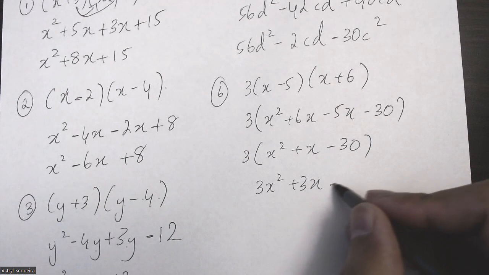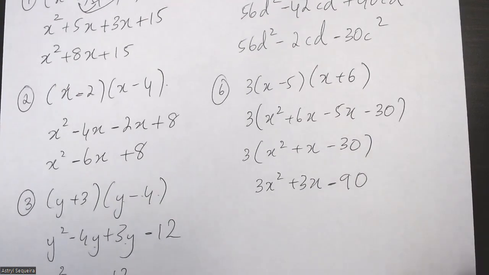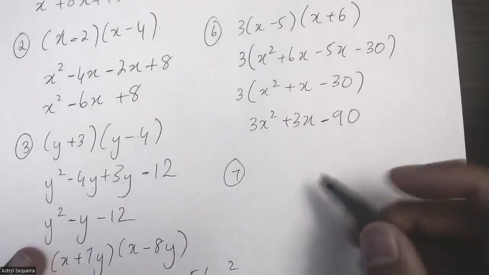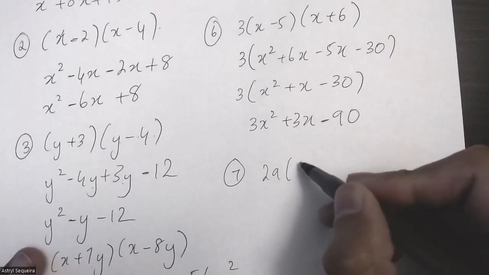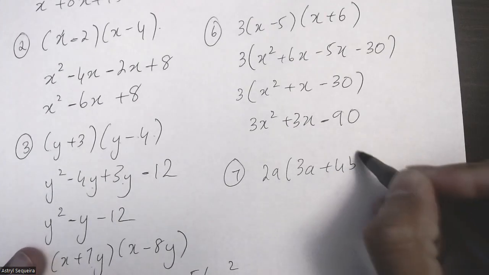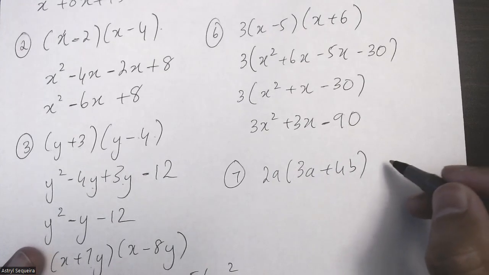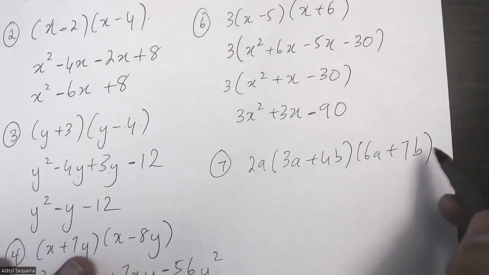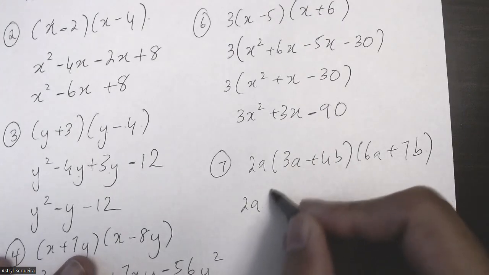Distribute the 3 to all 3 terms, and that's going to be my final solution. Let's try another harder one of this. We'll do 2a times (3a plus 4b) times (6a plus 7b). Again, I'm going to FOIL out these two brackets first.